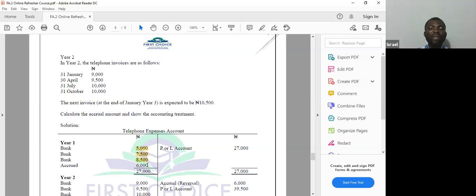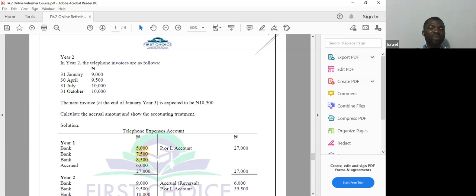Now, if that's the case, how many months do we have left to go in year one? We have November and December. So it's not up to 3. We only have 2, so 3,000 times 2 will give us 6,000. So that 6,000 is the element that belongs to the telephone expenses under year one. So you put the 6,000 here.